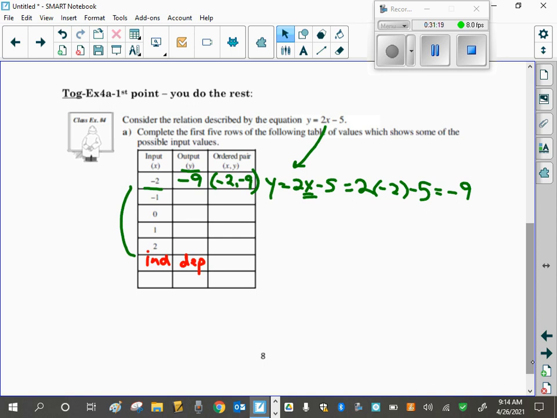Make sure you're on the right track. The next one, so I put -1. I put 2x becomes 2 times -1, subtract 5. Anybody get -7? Okay, so -1, -7. When you're done those, go to the next page and plot these points on the graph, please. If you're not done the table, finish the table.